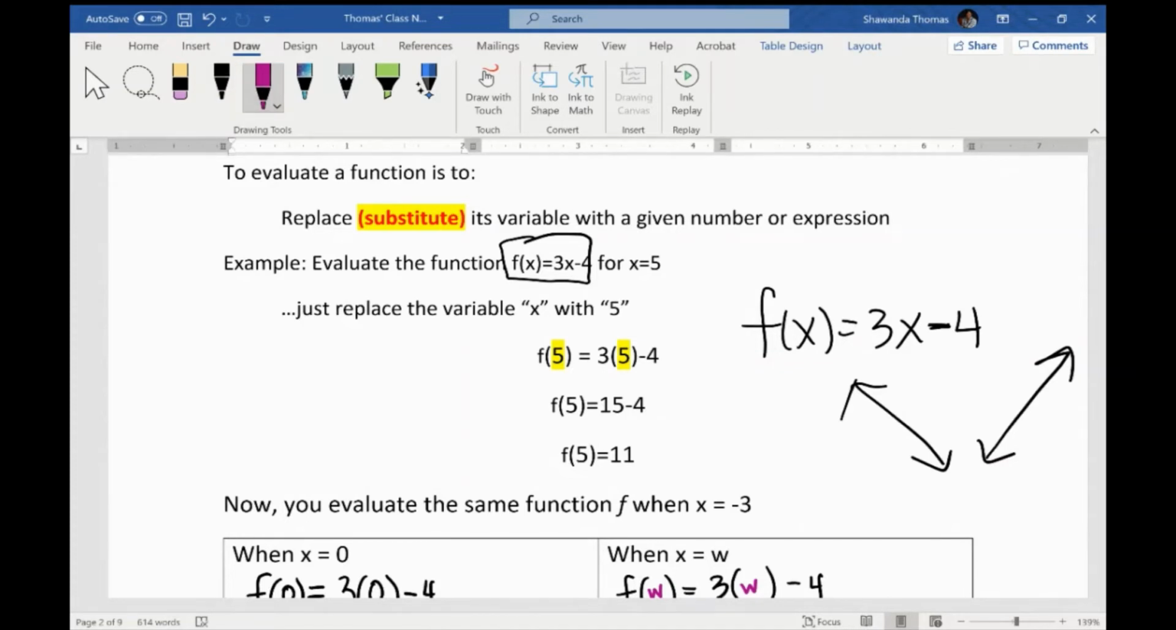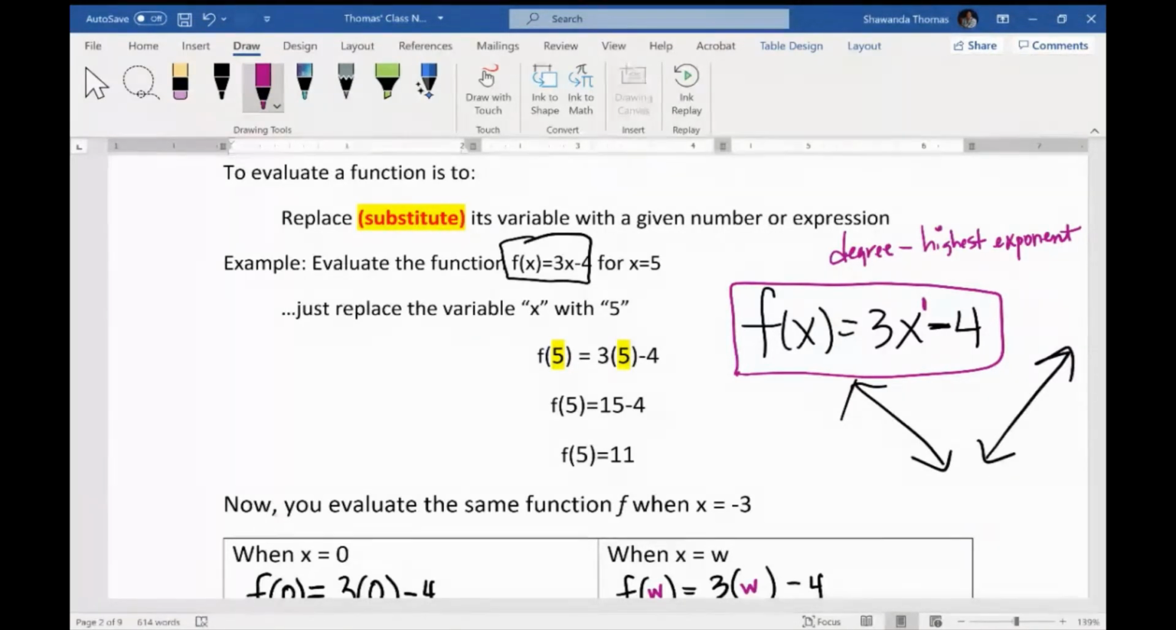By the degree, we call it. Anybody know what degree means? The highest exponent? Yes, the highest exponent. So what's the highest exponent here? 1. Yep, it's right here. X, you don't see it, but it's understood to be 1, x to the first power. So anytime the highest exponent is 1, it's going to be a line. It's linear. So this is a linear function.